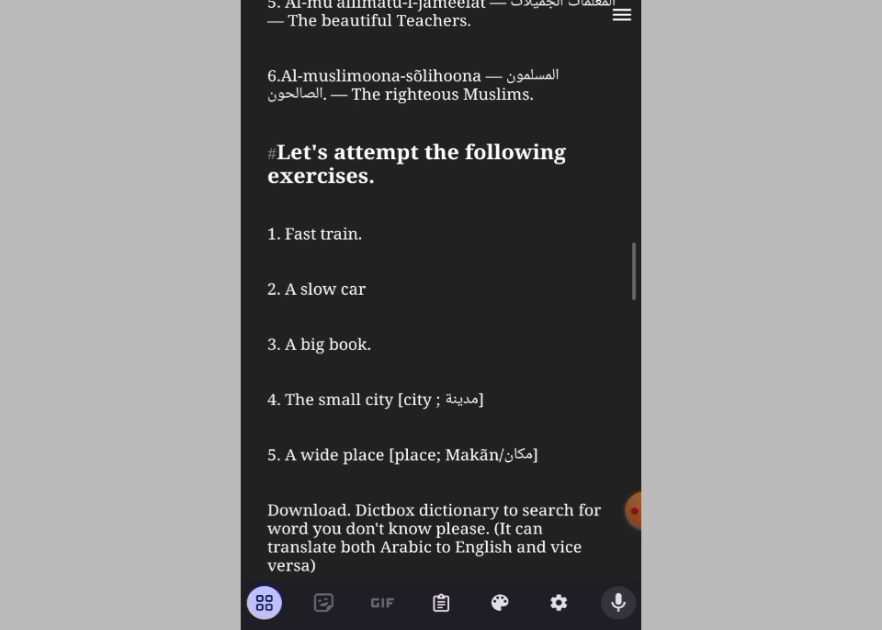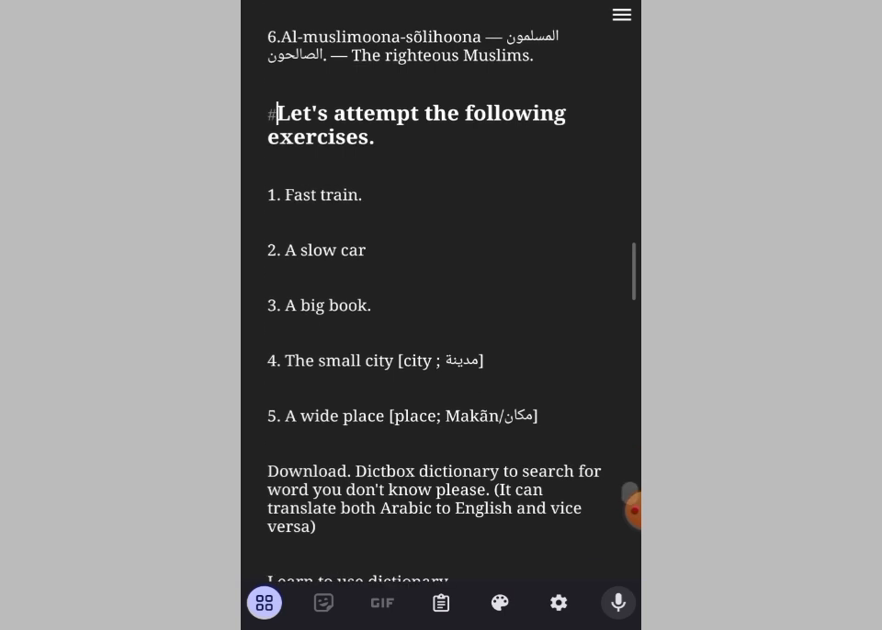Now look at the other ones. A big book, a slow car, the small city. Now the small city, a wide place. A wide place, which is makan. A place is makan. So we can say makan wasi'. If this is understood, we've understood how to make the ma'rifah.